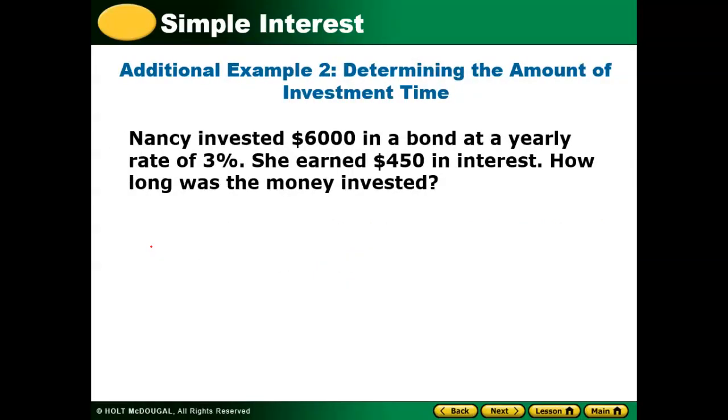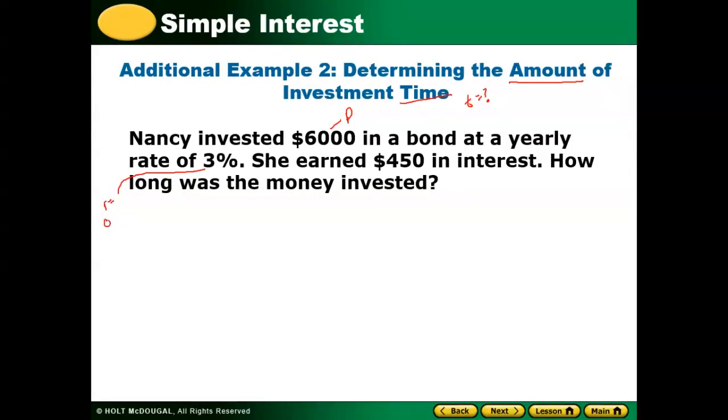Okay. So a different example. In those last ones we were calculating interest. In this case, we're calculating the amount of investment time. So we're finding time instead of interest. We know that she invested $6,000. In this case, she didn't borrow, she invested, but that's still our principal amount, in a bond at a yearly rate of 3%. So she makes 3% yearly on this bond.